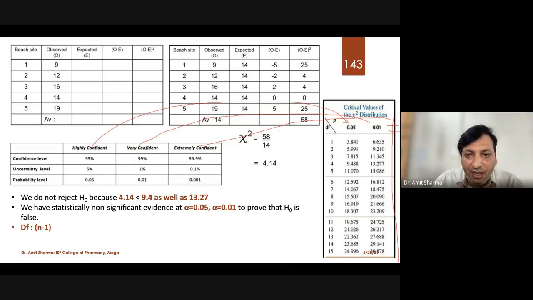Clear? For example, here our score was found to be 4.14. So this 4.14 I have compared with two values. One value was 9.4 and the second value was 13.4. So as you can see, we do not reject the null hypothesis because 4.14 is less than 9.4, and this 4.14 is also less as compared to 13.27. So whenever we are not able to reject the null hypothesis at a higher level, obviously it is not rejected automatically at the lower level.